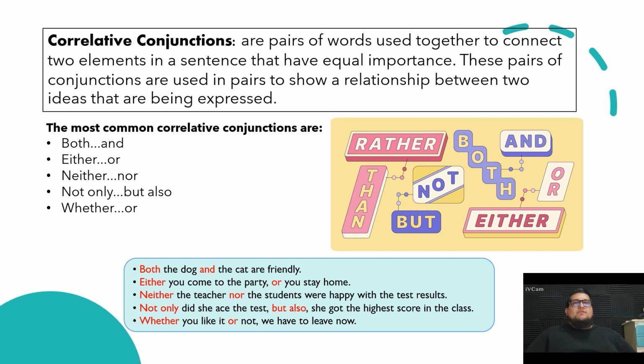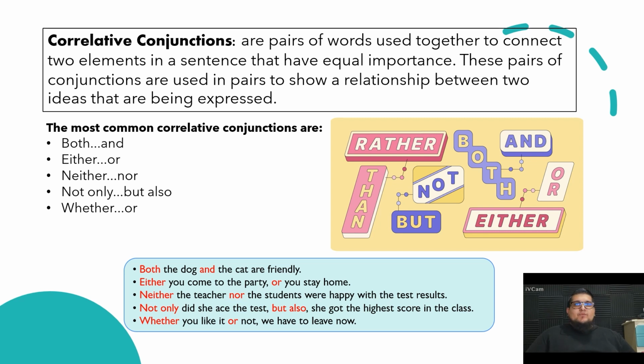Correlative conjunctions are pairs of words used together to connect two elements in a sentence that have equal importance. These pairs of conjunctions are used to show the relationship between two ideas that are being expressed. The most common correlative conjunctions are both/and, either/or, neither/nor, not only/but also, whether/or.